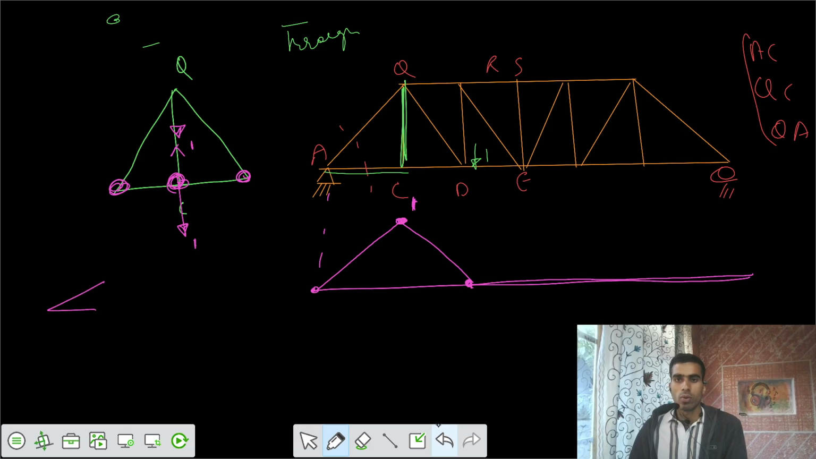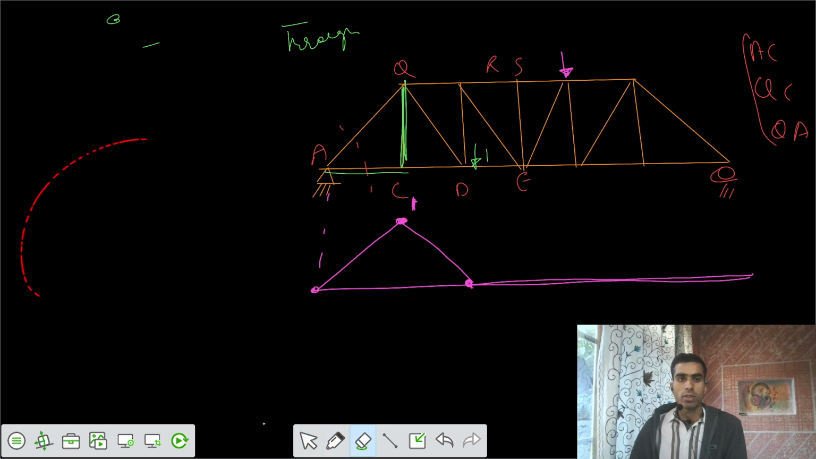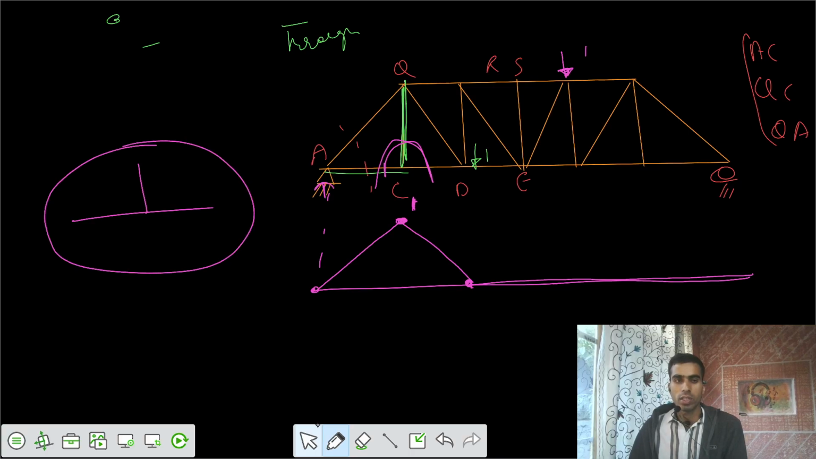Let's apply load somewhere here. If you apply load here and you are calculating force in the member CD, let's try to make a section. Let's cut the section in this fashion. So you're applying load here. There is some reaction here. Okay, no problem. But is there any external load on this section? I would say no external load is there. Then directly, since there's no external load, this reaction would be 0.